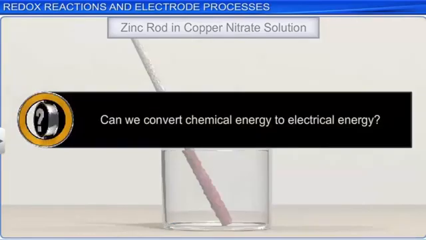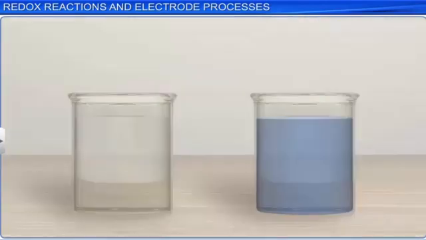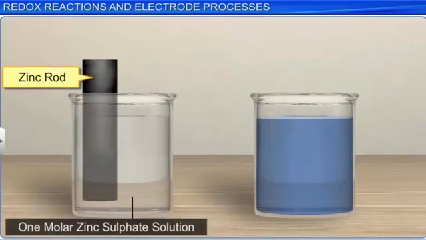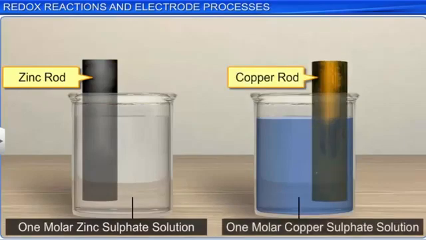Think about it. Is it possible to convert the chemical energy into electrical energy? Yes, it is. Let's see how. We place the zinc rod in 1 molar zinc sulfate solution. Then, we place the copper rod in 1 molar copper sulfate solution.